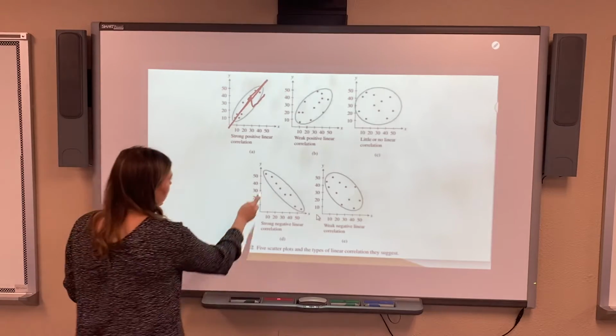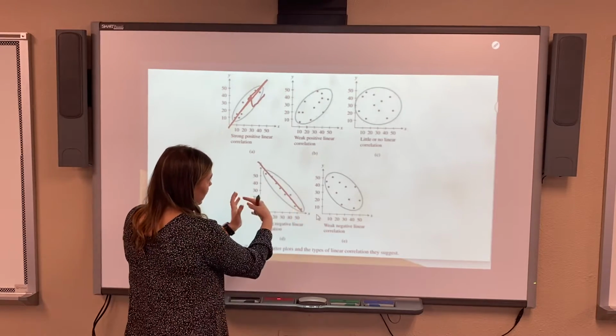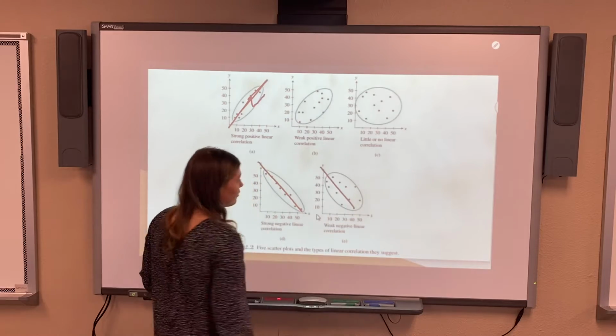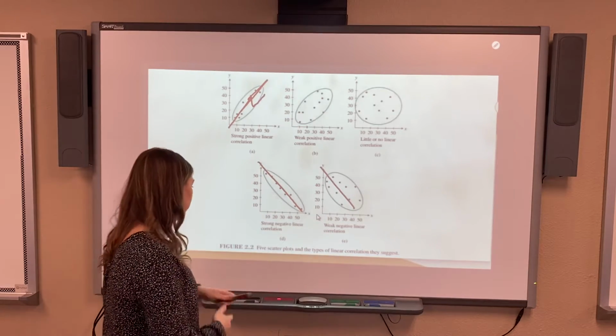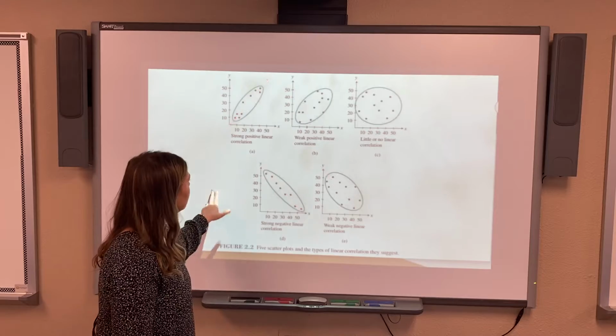And then here we have a strong negative. The dots are kind of closer together, and then here it's still negative. It's going down from left to right. It's just wider. Okay, so those are the 5 different types.